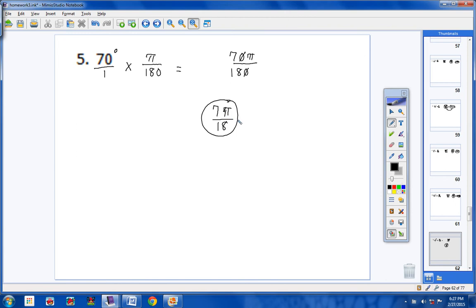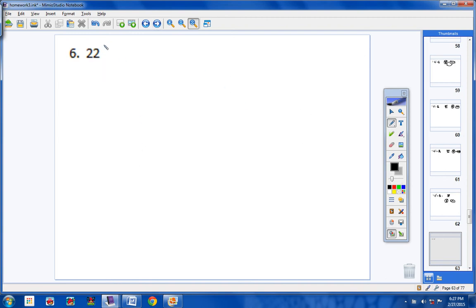Now if we're going to write it as a decimal, we're going to take 7 times 3.14, enter, divided by 18, enter, and this number here, in terms of a decimal, is 1.2211, okay? Alright, moving on to number 6. We're going to convert 22 degrees over to radians. Anytime you're converting from degrees to radians, you take the degrees times pi over 180.